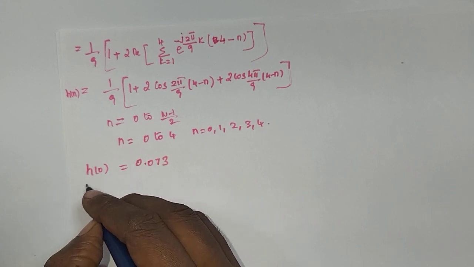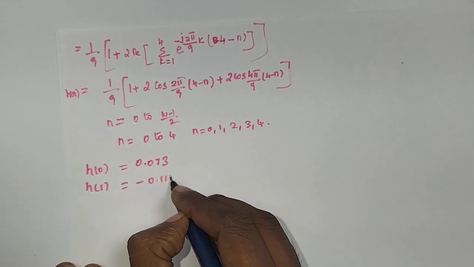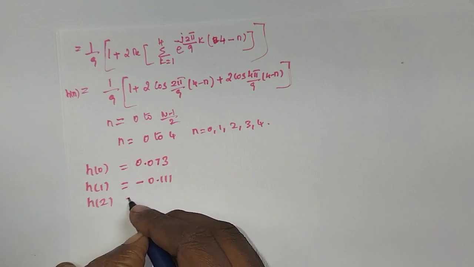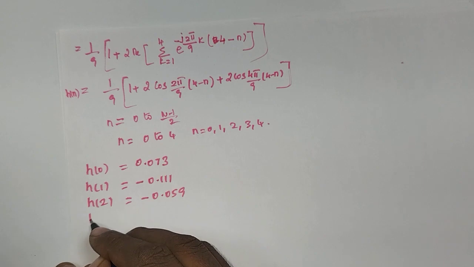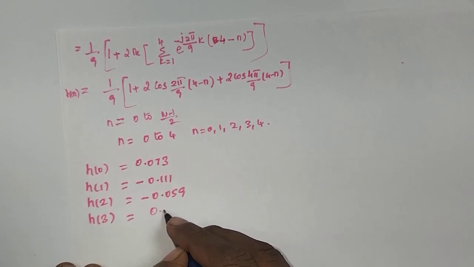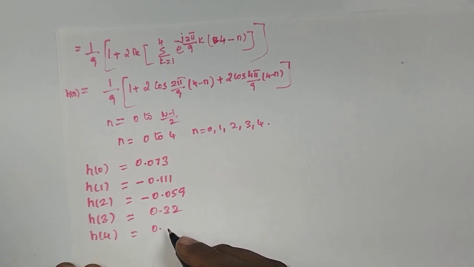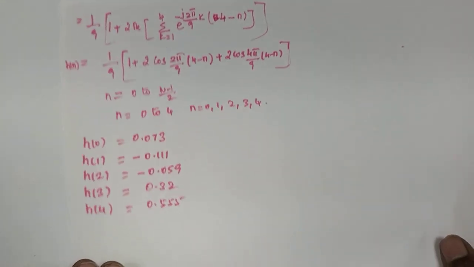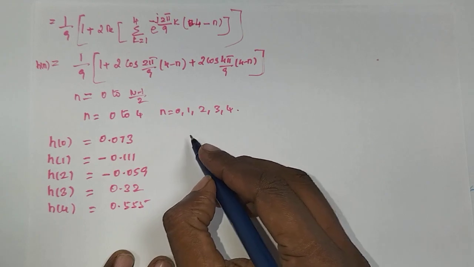0.073, and h of 1 is equal to minus 0.11, h of 2 is equal to minus 0.059, h of 3 is equal to 0.32, h of 4 is equal to 0.555. Next, here it is symmetrical, so it obeys the condition.